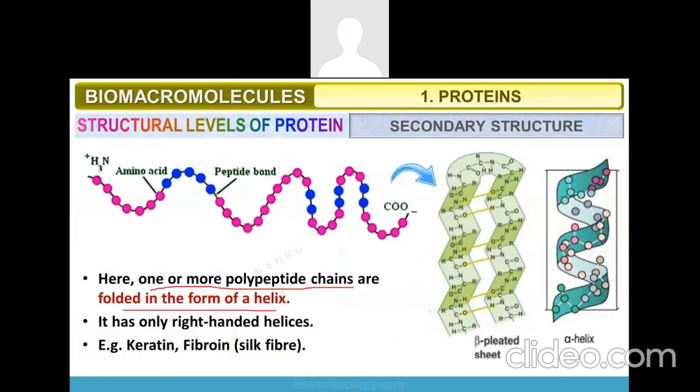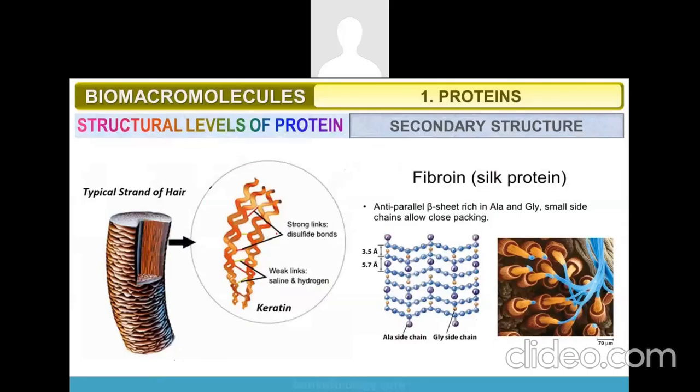The second is the secondary structure. Here we talk about one or more polypeptide chains that are folded together in the form of a helix. We already know what a helical structure is. It is a rounded, folded, at the same time coiled structure. So here, not only one chain, but two or three chains are combined together and they form a helical structure. And it will form only a right-handed helix. Examples include keratin and fibroin.